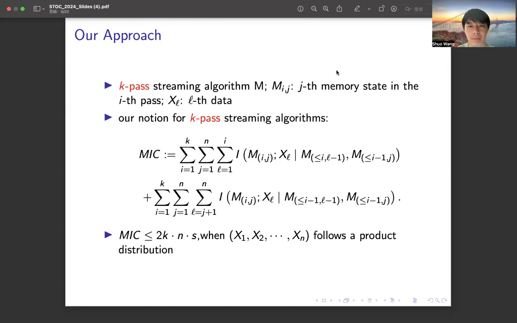Similar to the one-pass notion, our notion, intuitively, is a summation over all pairs of M_ij and X_l, conditioned on some of the transcripts. And there is also a very good property of this notion, since it is upper bounded by 2 times k times n times s. Here, k denotes the number of passes, n denotes the length of the whole data stream, and s denotes the size of the memory. And this always holds when x1, x2, up to xn follow a product distribution.